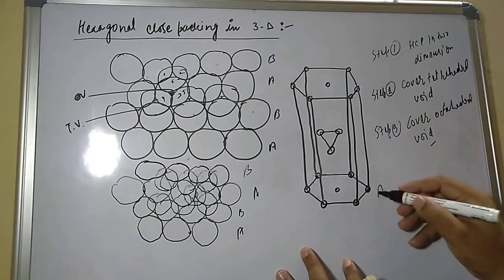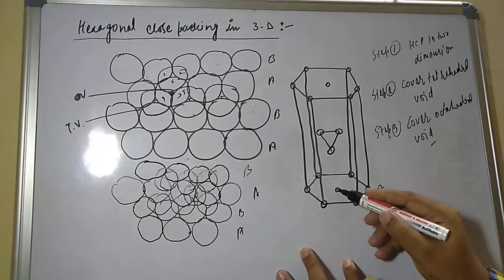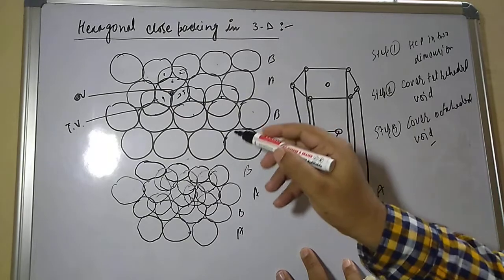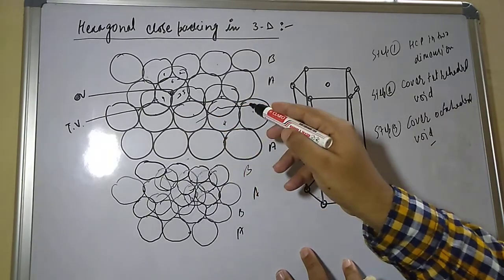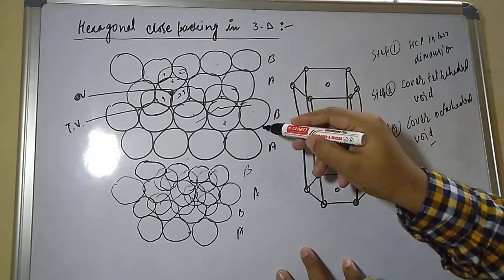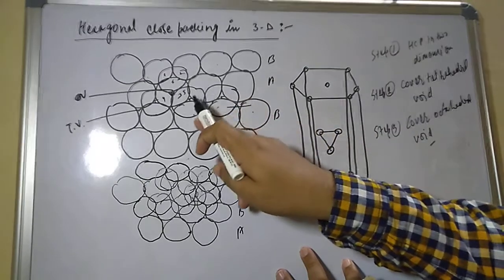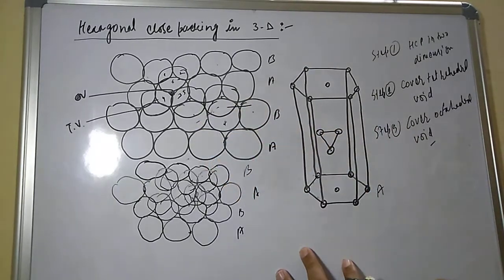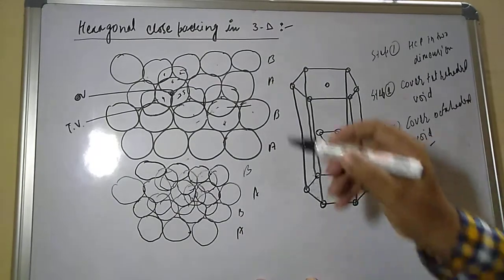Suppose this is the A layer. In this diagram it can be clear. This is the A layer. In this layer, if you take any atom, you see how many atoms it is touching. How many atoms is this touching? 6 atoms it is touching. So if you take this atom, see how they are touching each other. This is better to understand like this.